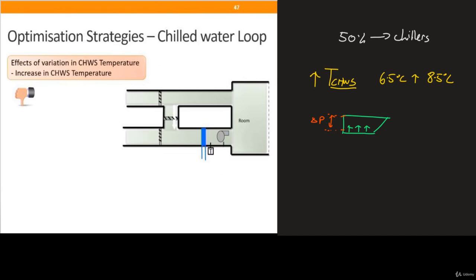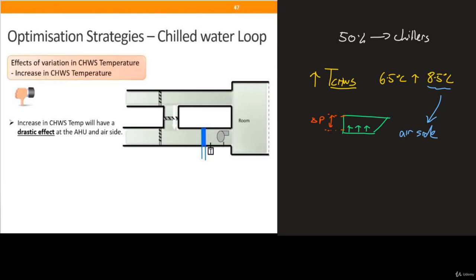So what is the negative aspect? Why don't we just increase the temperature to very, very high? Why can't we do that? Because whenever you adjust the chilled water supply temperature, it will have a very drastic effect at the AHU side, at the air side.